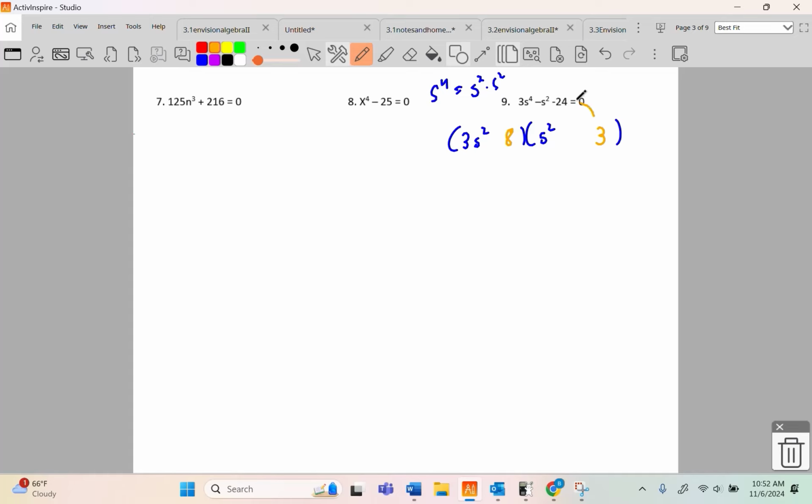Because the outside's going to make 9s squared, and the inside's going to make 8s squared. And if the 9 was negative and the 8 was positive, I'd be in business. Now, wouldn't I? All right, now you get to use a ZPP. So you have two choices here. ZPP stands for zero product property. 3s squared plus 8 is 0.